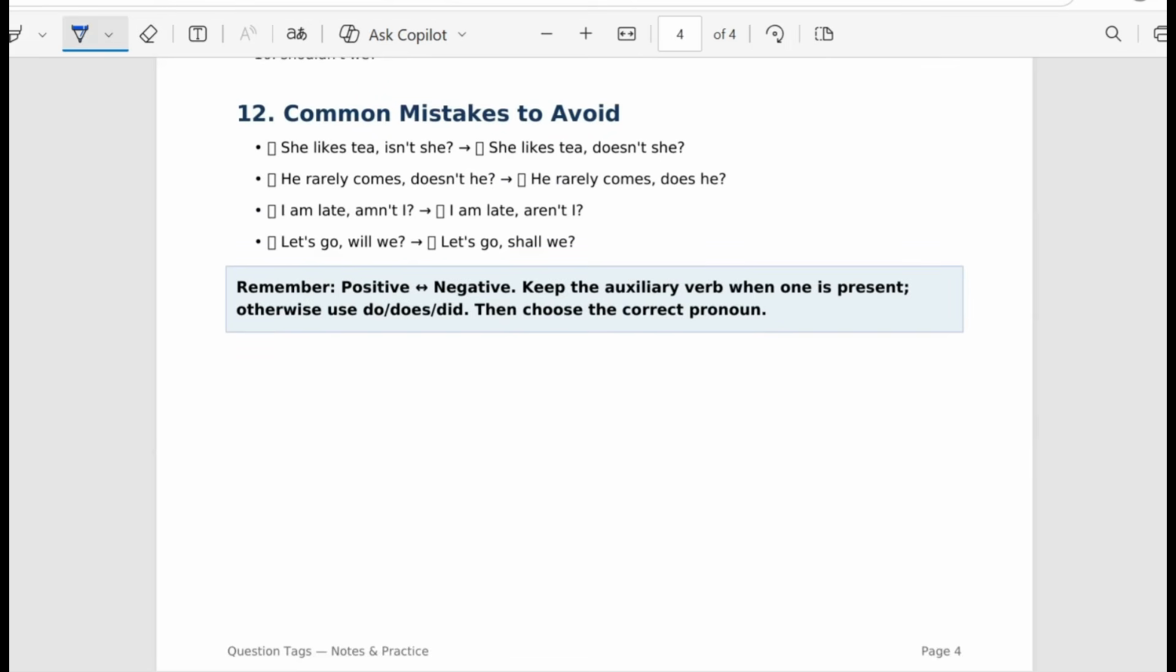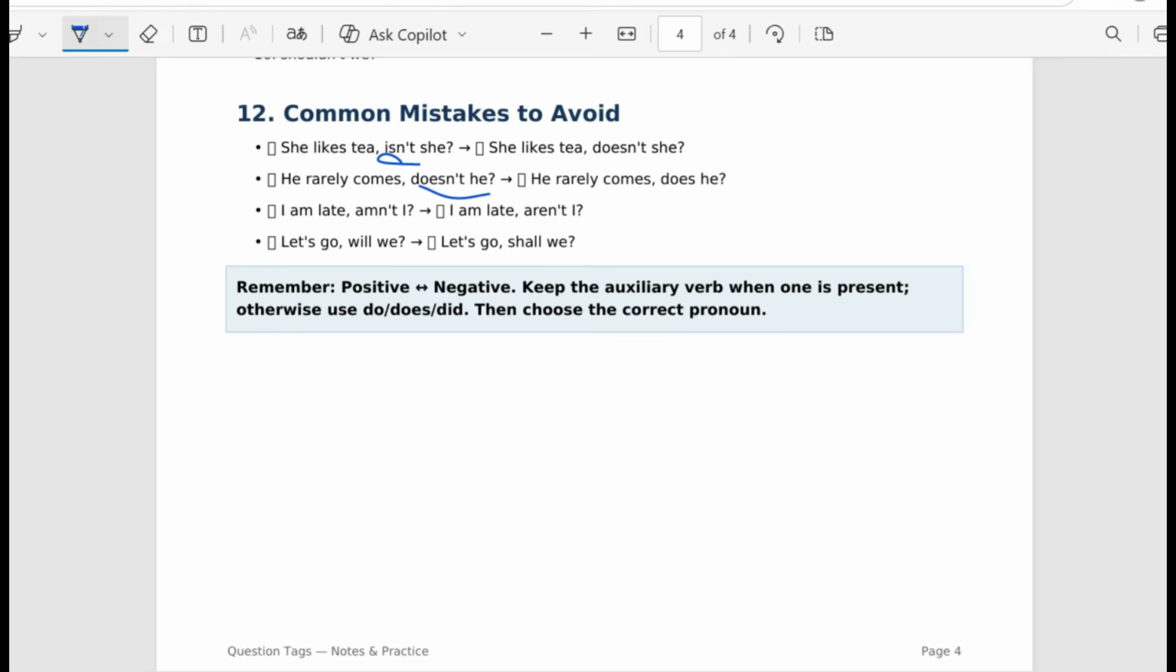The first one, you can see she likes tea. There are people who confuse us and say the correct form of that word is isn't she. That is wrong. She likes tea is supposed to be doesn't she. He rarely comes to school, doesn't he? This one they have not considered that he rarely comes to school. The word rarely is a negative word.